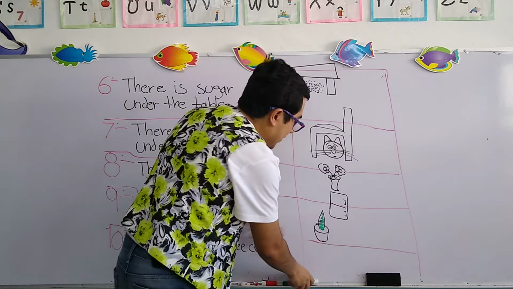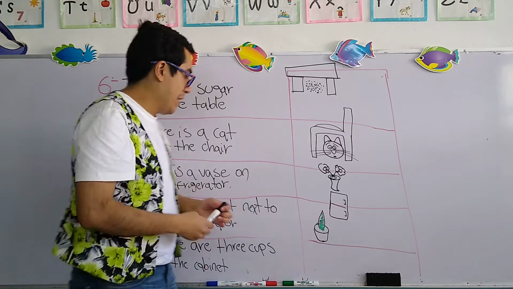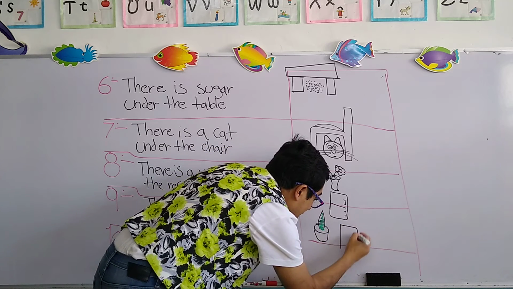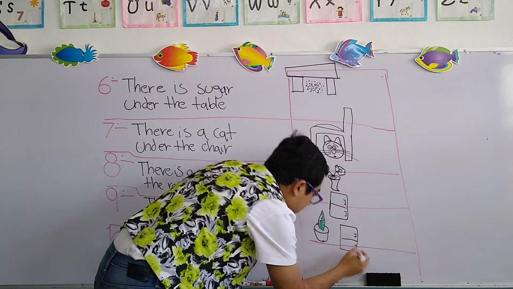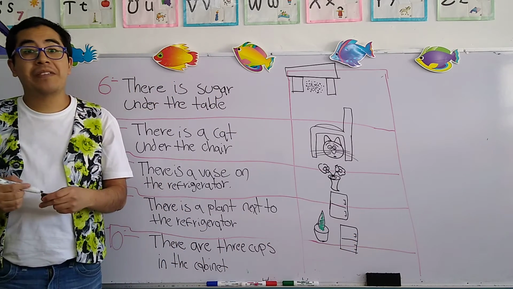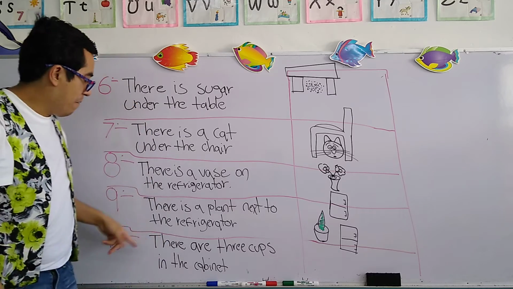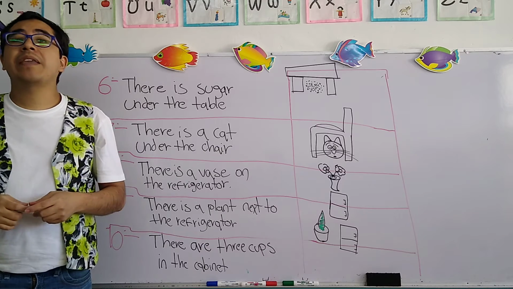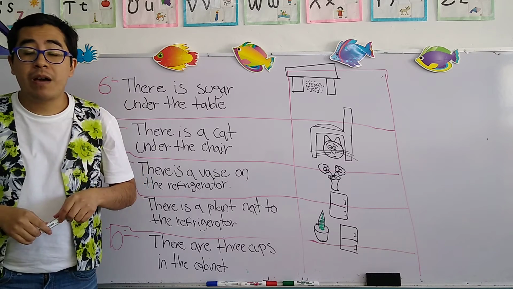Now this plant is inside a pot. Está dentro de una maceta. We have the plant, and the plant once again is next to the refrigerator. Very good, excellent. We're doing a very good job. Now finally, there are 3 cups in the cabinet. So first of all, let's make the 3 cups.